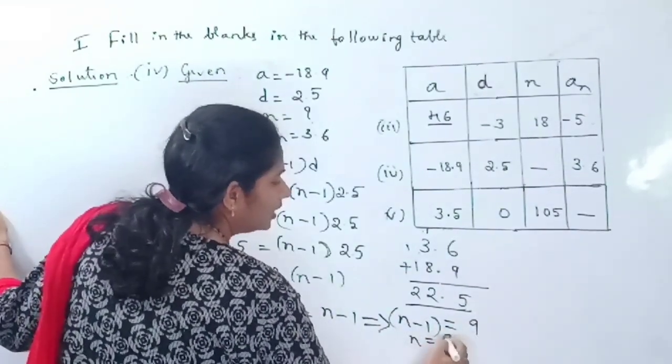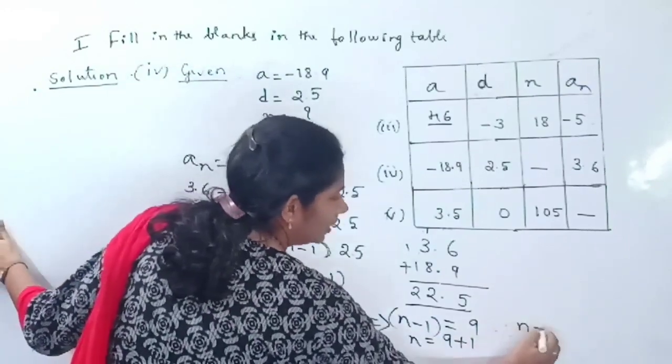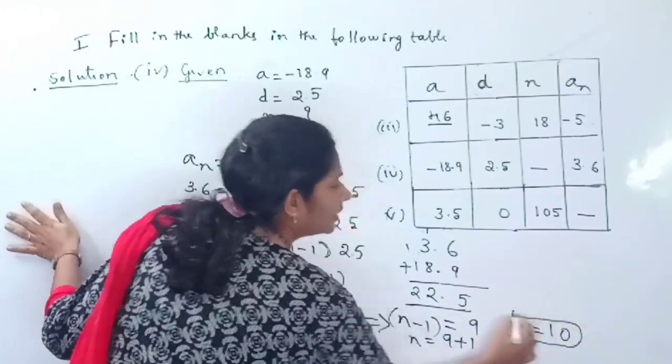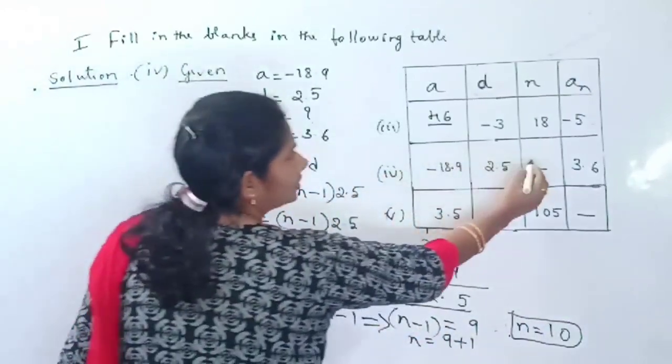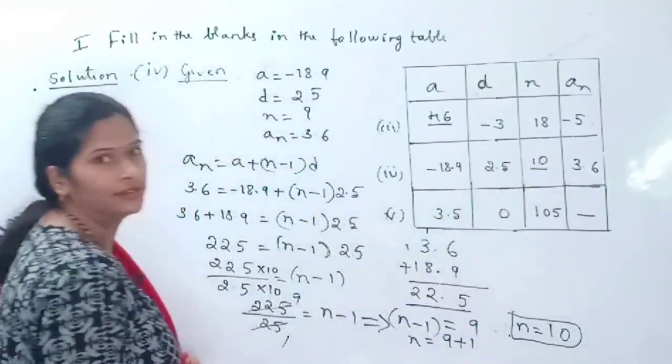So n value is 9 plus 1. Therefore n value is how much, children? 9 plus 1, it is 10. So that's the value, substitute here. Okay, so n value is 10 here.